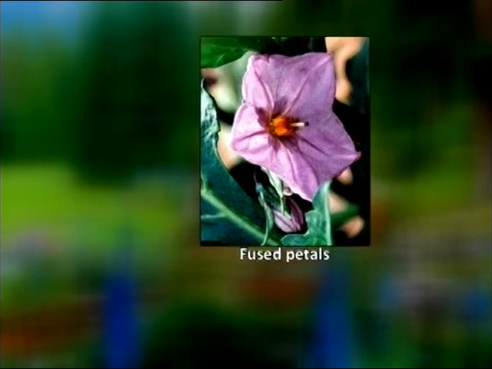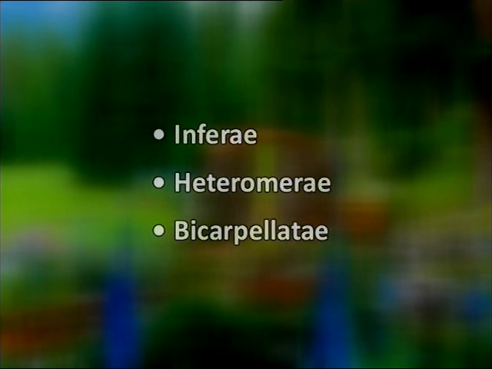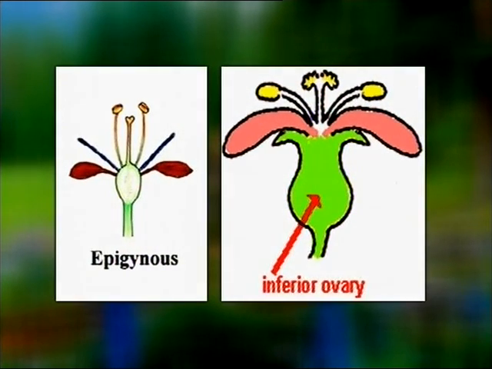Subclass 2nd, Gamopetalae. Plants having flowers with petals which are either partially or completely fused to one another are placed under Gamopetalae. The sepals and petals are distinct. Gamopetalae is further divided into 3 series: Inferae, Heteromerae and Bicarpellatae. Series 1st, Inferae. The flowers are epigynous and ovary is inferior. Inferae includes 3 orders and 9 families.